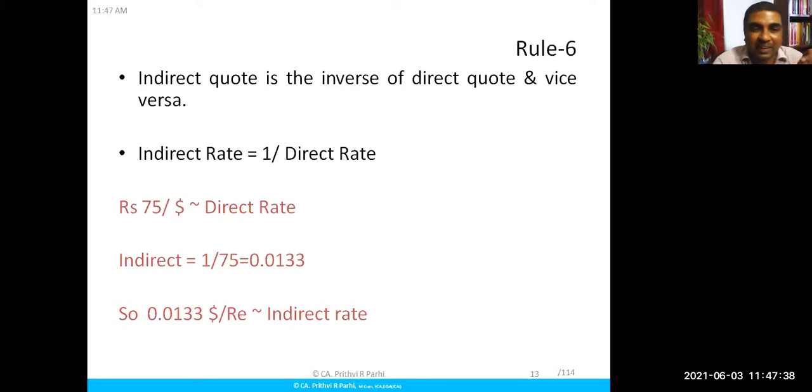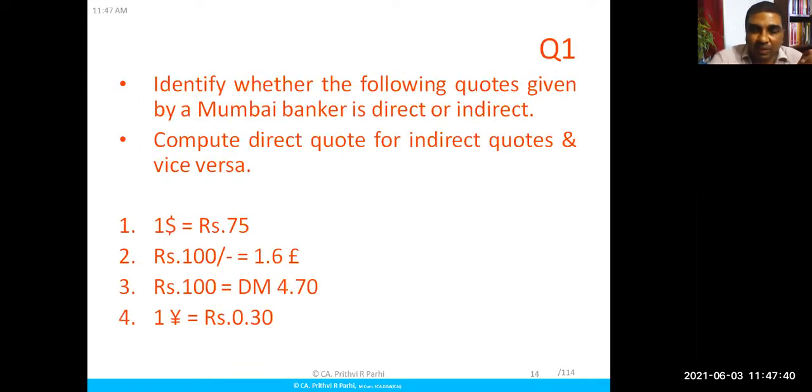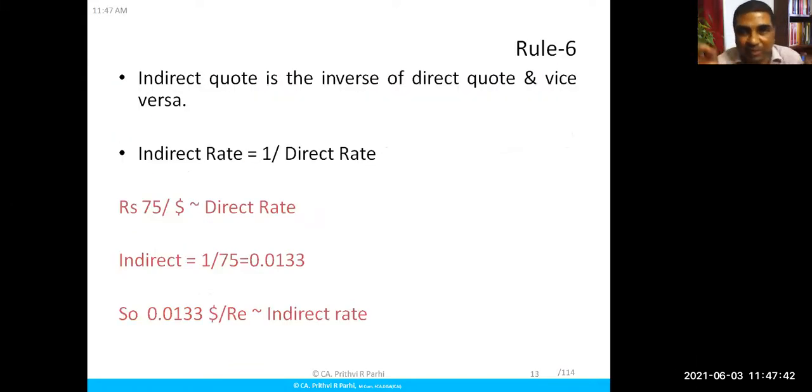Okay, how to convert a direct into indirect. Now friends, today we will be learning this particular rule, rule 6. For our more understanding, these rules have been created. This rule says indirect quote is the inverse of direct quote, and vice versa. That means if you know the direct quote, can you convert it into indirect quote? Yes or no? Yes, you can do it.